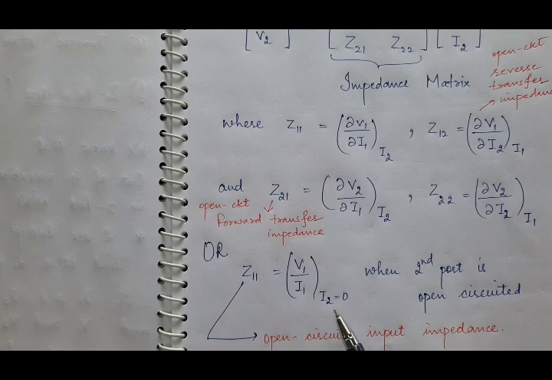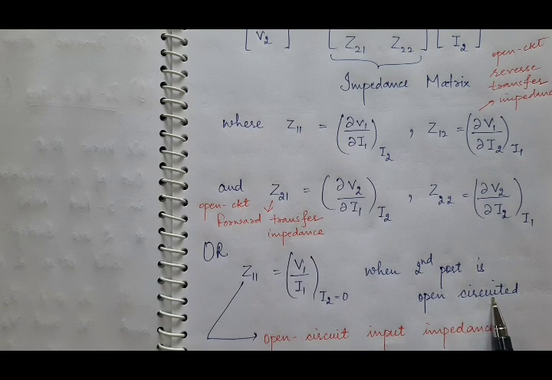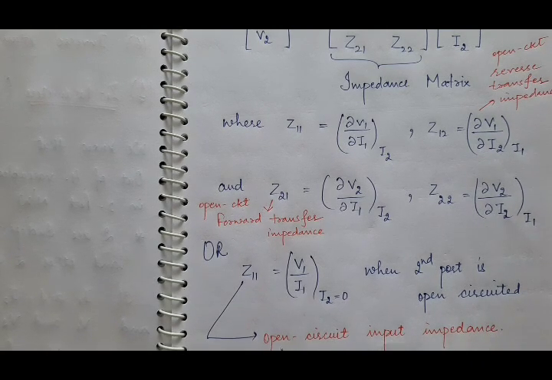And when I2 is equal to 0, means through which circuit can current not flow? Through open circuit. It means output circuit is open. So second port is open circuited. So that is why we are using this term open circuit. This is the ratio of input values. So that is why input impedance. So Z11 parameter is known as open circuit input impedance.